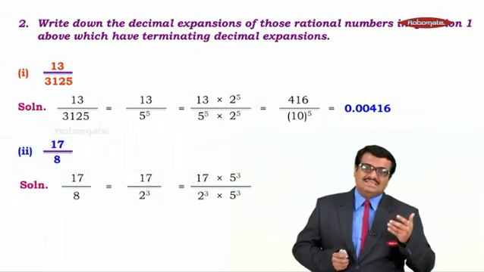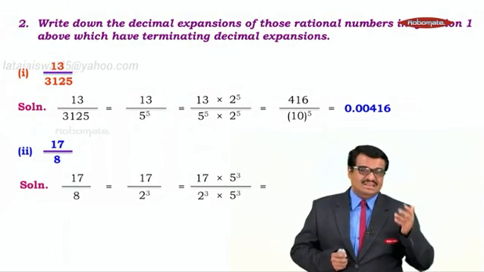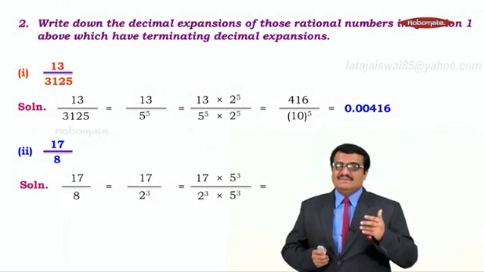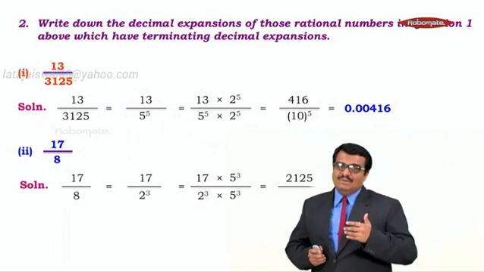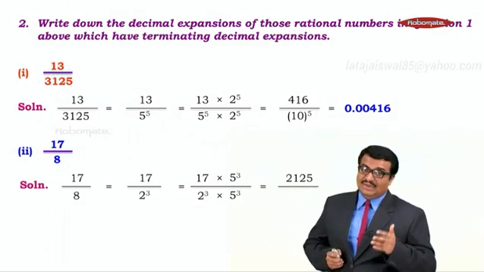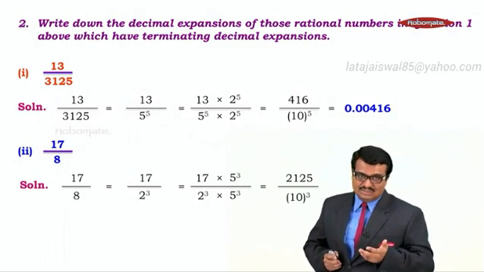So what we have is 17 into 5 raised to 3, and 5 raised to 3 is 125. 17 into 125, if you multiply, will be 2125. And the denominator is 2 raised to 3 into 5 raised to 3, which is 10 raised to 3, which is 1000.